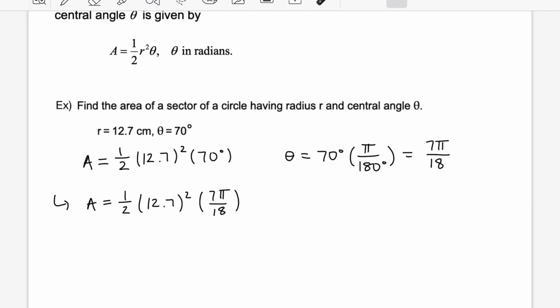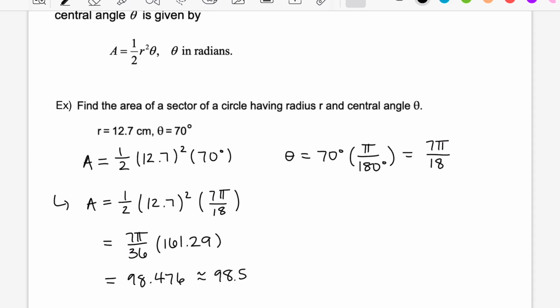All right, now we can multiply this 1/2 and our 7 pi over 18 here to get 7 pi over 36. And then 12.7 squared is going to be 161.29. Multiplying this guy here, we'll get 98.476. So we could round this to approximately 98.5. Okay, so that would be the area of a sector of a circle having radius and central angle given by those guys there.